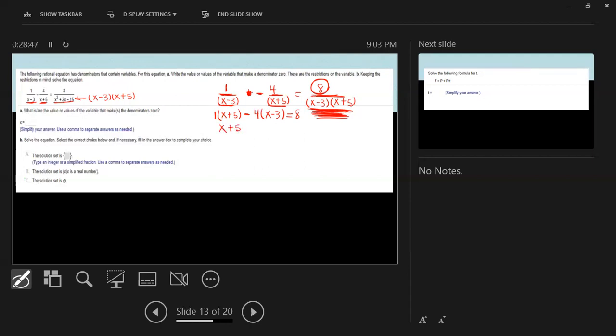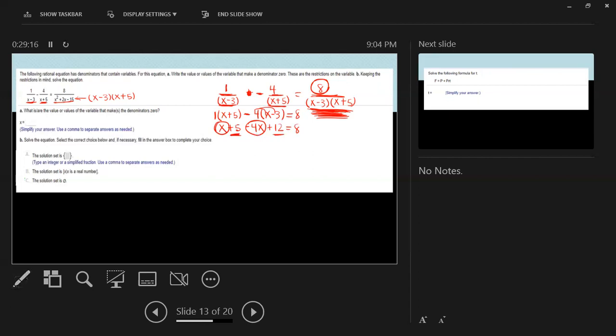All right. So here, the negative 4, I have to distribute with everything inside the parentheses. So negative 4 times x will give you negative 4x. And negative 4 times a negative 3 will give you a positive 12. And we will set that equal to 8. So now I need to combine like terms. And my like terms are x and negative 4x. Those are the same. And positive 5 and positive 12 are the same.